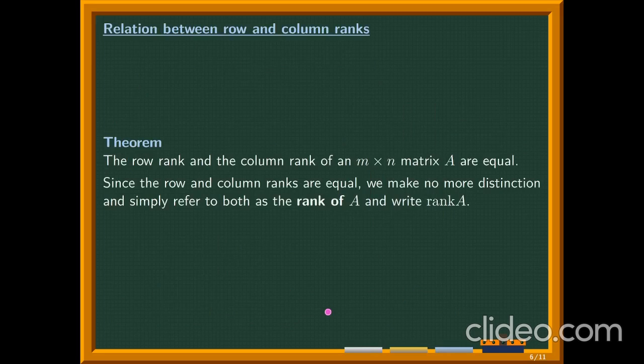So we saw in the last illustration that the row rank of matrix A and the column rank of the matrix are both equal to 3. So they are equal, and that is not a coincidence. In general, for an m by n matrix A, the row and column ranks are always equal. And because of this equality, we make no more distinction and simply refer to both as the rank of A and write this notation.